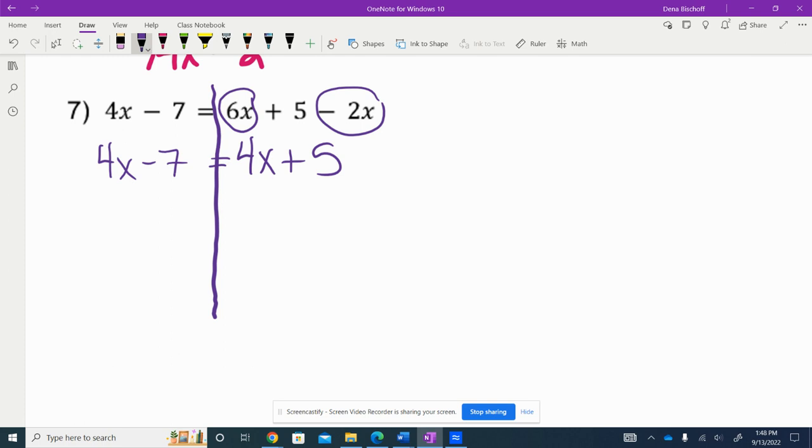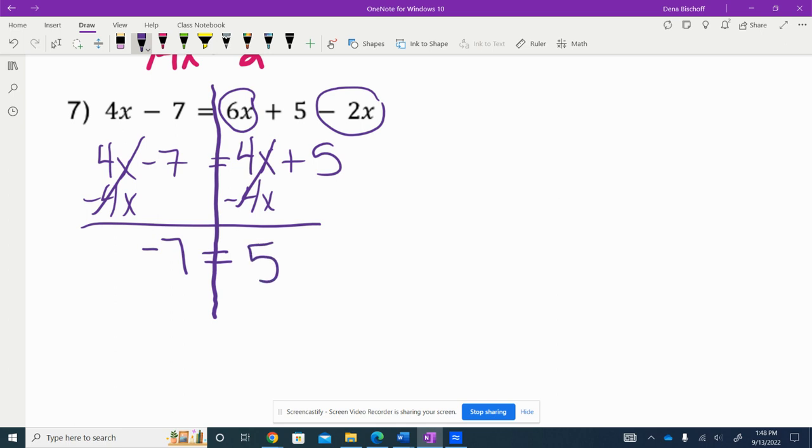So Jane, yesterday we said that we were going to take the variable term on the right and subtract it from both sides or move it over, right? Use the opposite operation. So when I subtract 4x from both sides, what happens? The x's go away, and what am I left with? No, I'm not left with 0. I have negative 7 equals what? When does negative 7 equal 5? Never.